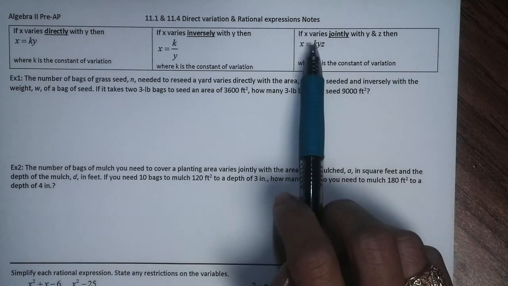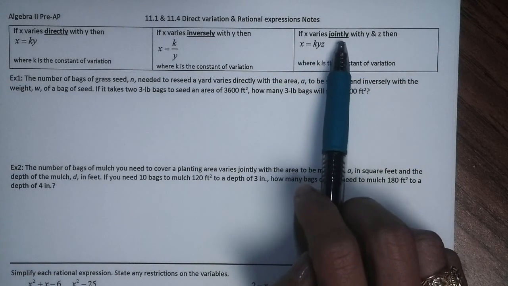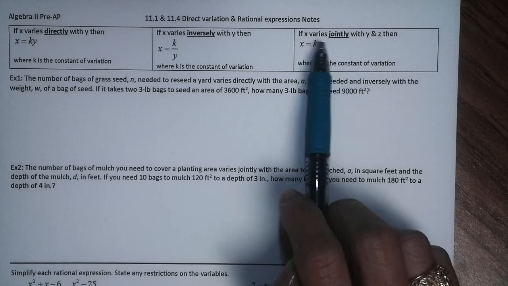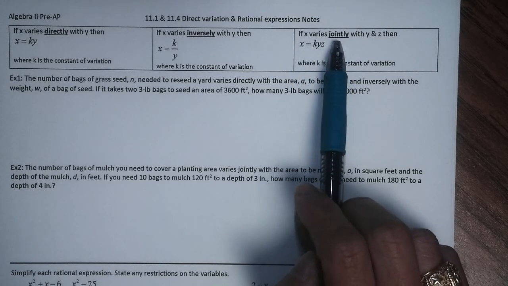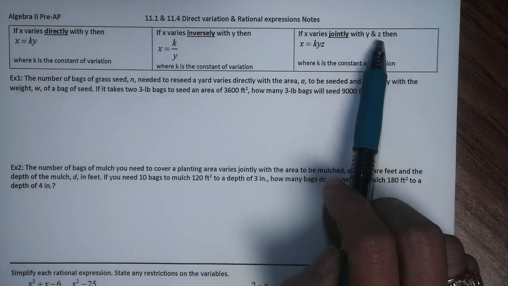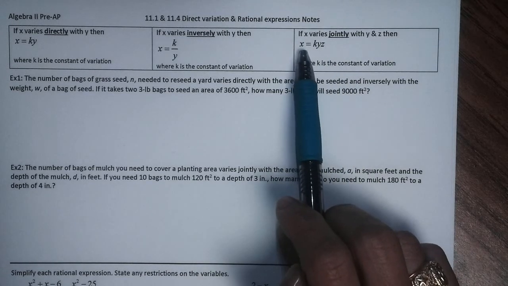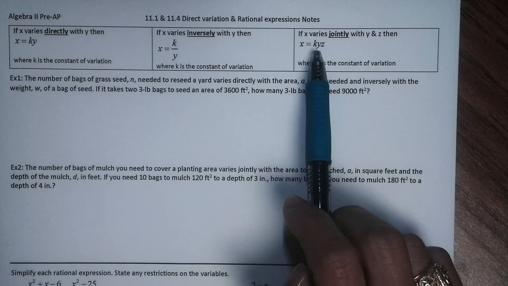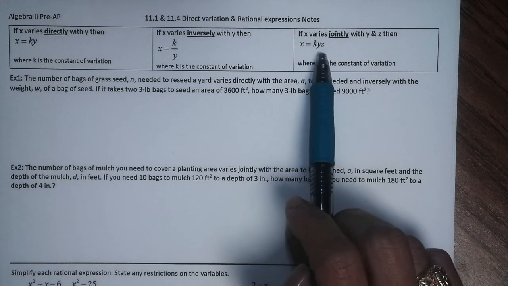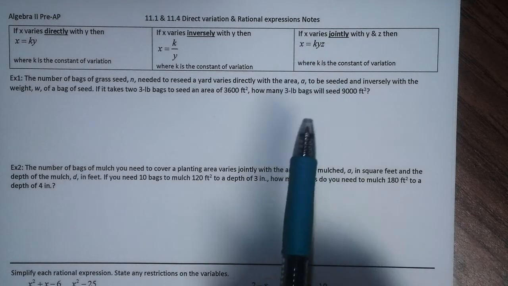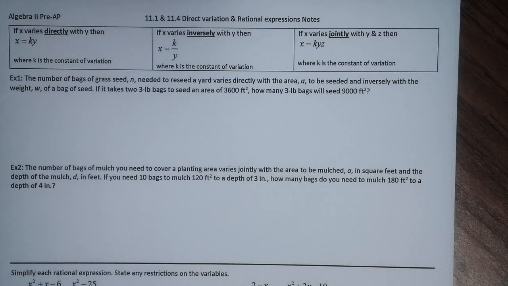And then finally, jointly, so that's the last one. If x varies jointly with y and z, that just means directly with two variables. So here you would have x equals kyz. So if both y and z go up, then x will also go up, and then vice versa. So those are the three formulas that you need to be familiar with. Make sure you take your notes because you can use your notes on your first quiz in Delta Math. So let's try an example together.